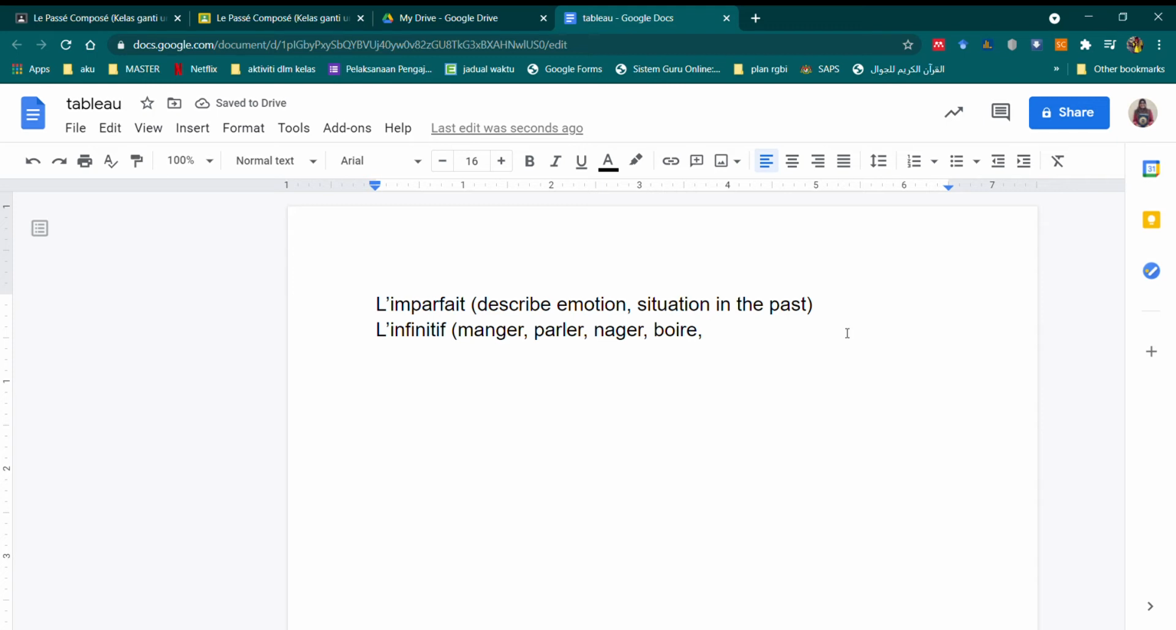Okay, words yang awak dah belajar. Avoir, être. Être ni tak ada asal. Saya kena cari asal dulu. Okay, dan seterusnya. Maksudnya root word. Senang cerita.